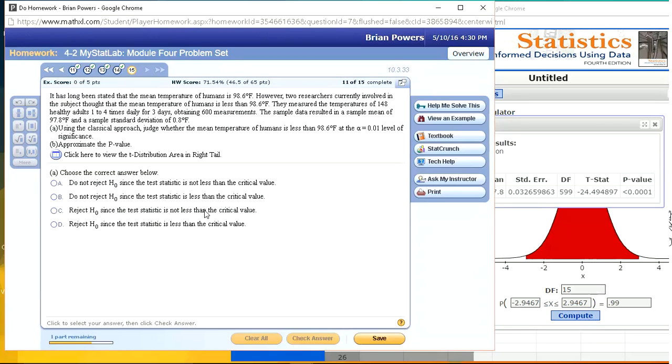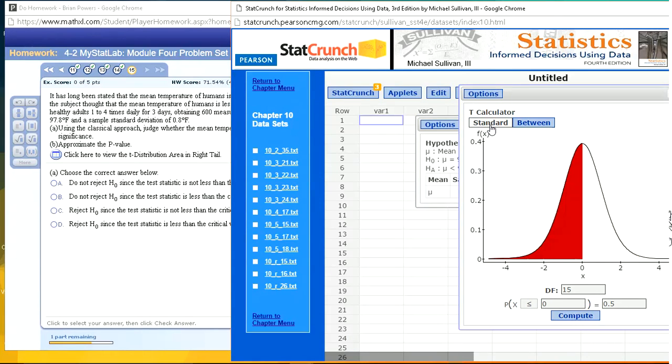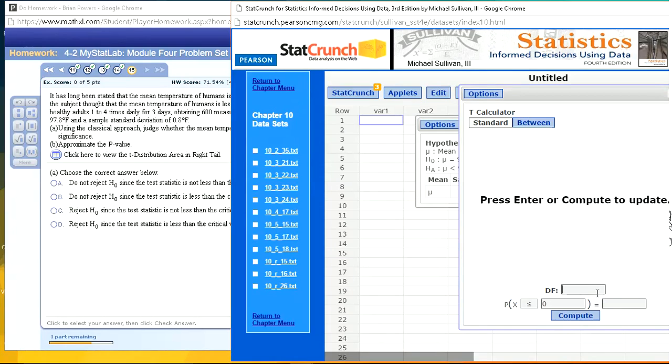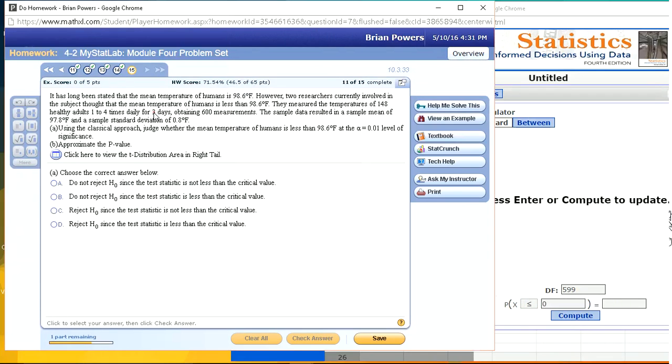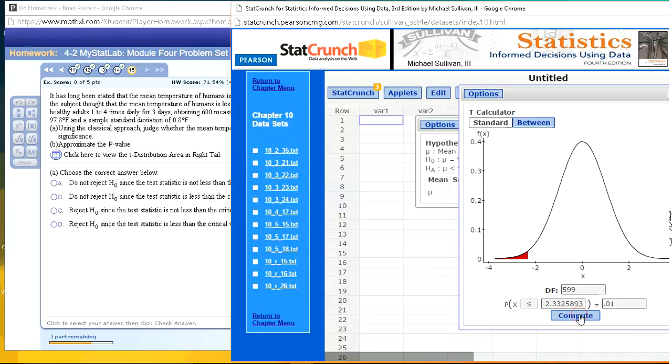Let's just, for argument's sake, find the rejection region here. Let's go back to our t-calculator. Since we have 600 measurements, that means we're going to have 599 degrees of freedom. We want the probability out in the lower tail to be our significance level, 0.01. This is going to give us our rejection cutoff, the critical value, -2.33.